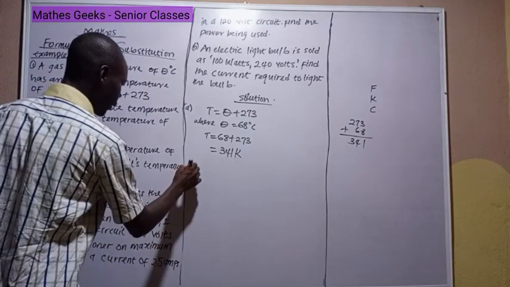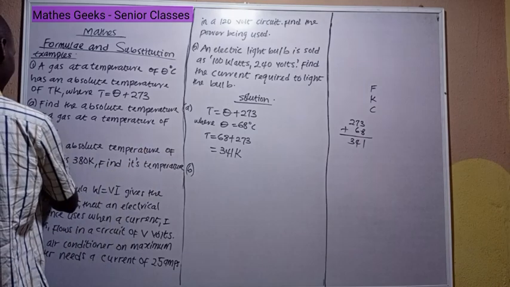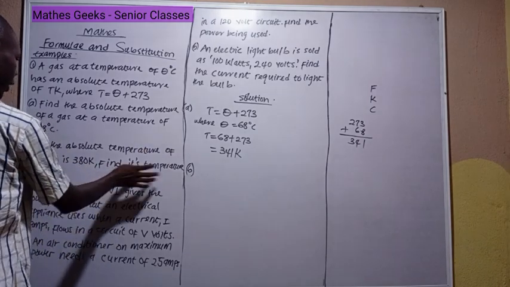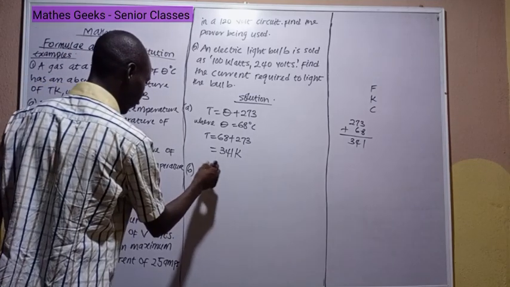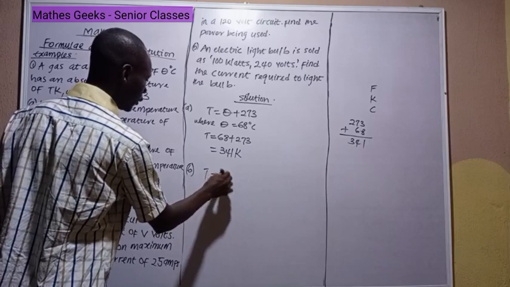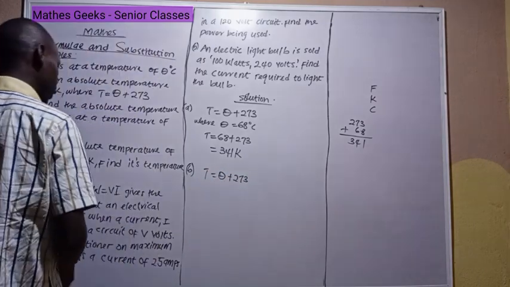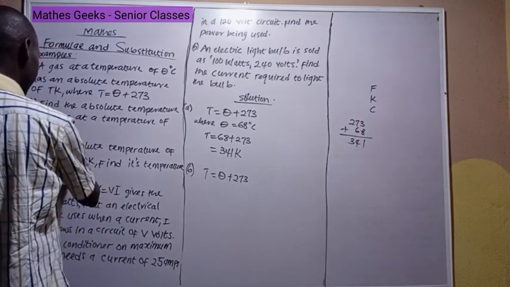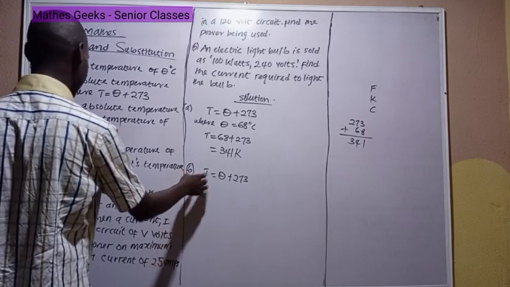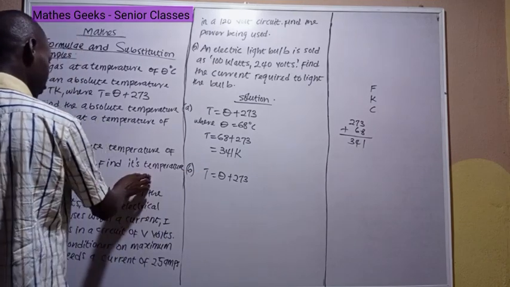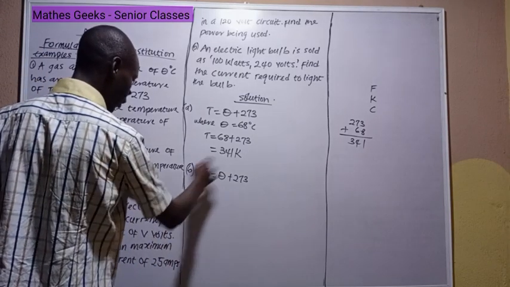That's A. Then B. This is if the absolute temperature of a gas is 380 Kelvin, find its temperature in degrees Celsius. So come back, we write our formula again. T is equal to theta plus 273. Now the question says that the absolute temperature of a gas is 380 Kelvin, which means T is 380 Kelvin. Now we're going to look for its temperature in degrees Celsius, and that is theta, using the same formula.